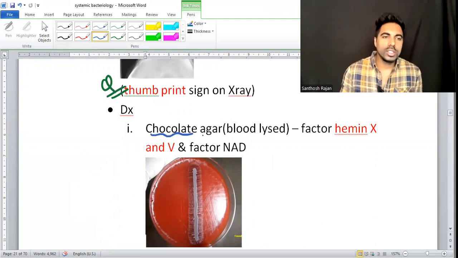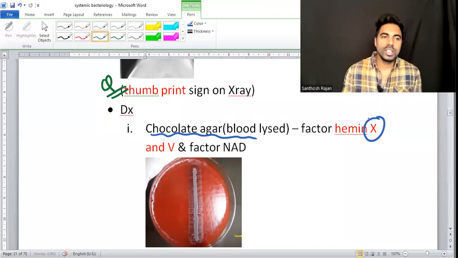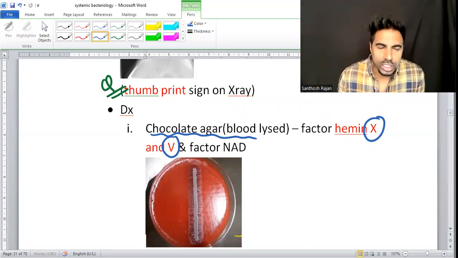Okay, chocolate agar is actually blood lysed agar. It has two factors, hemin (X factor) and V factor, along with NAD. Now, that's one thing. This picture you will have in the exam.